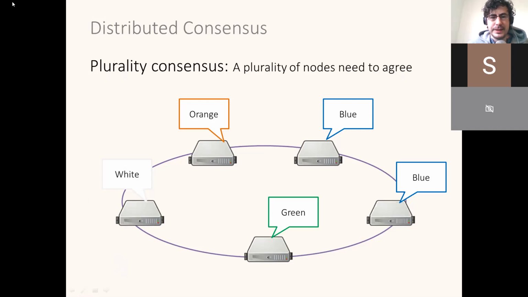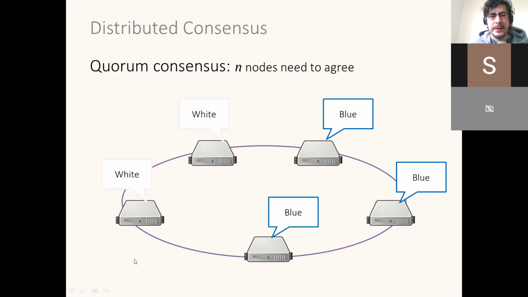And we can have a plurality consensus. So this is where a plurality of nodes need to agree, which is essentially there needs to be the option with the most votes, and it needs to be unique, right? So in this case, we see blue is uniquely the most popular option because it has 2 and no other option has 2 votes. So there is consensus, and the consensus is blue. In this case, we have 2 for white, 2 for blue, and 1 for green. So in this case, we say that there's no consensus. There's no plurality here.